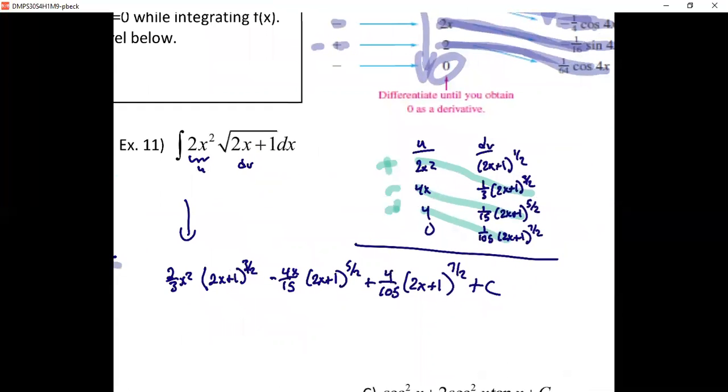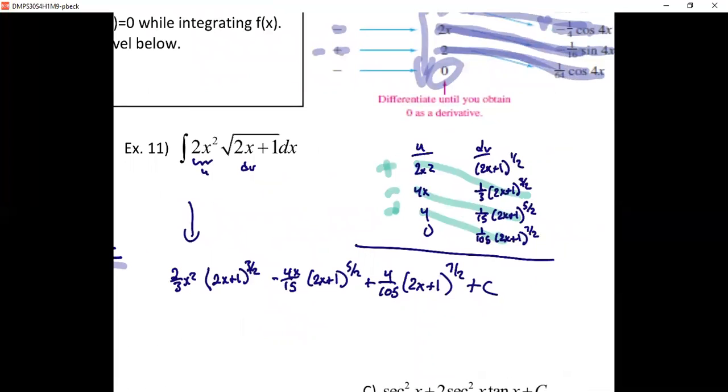Over to problem number 11, same kind of thing. We establish u as the polynomial here, and dv is going to be that integral expression. We differentiate down, and then we integrate these. Once we integrate those, make sure we account for the change in sign. So this is plus, minus these, plus these. We can write it out.